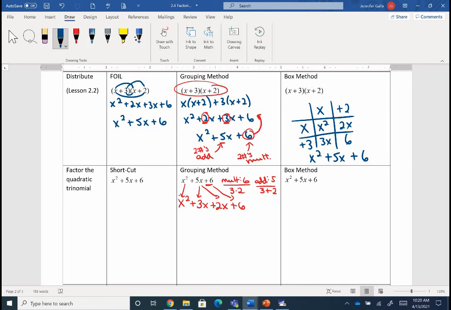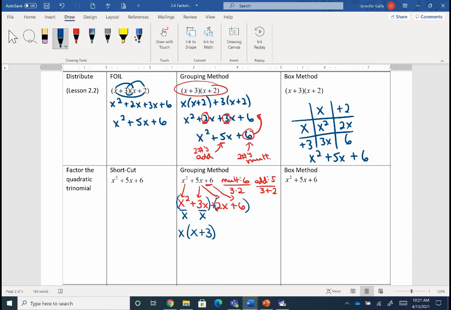So we're going to group the first two. We're going to group the last two. And this is also a nice refresher on grouping. What's the greatest common factor of that first set of parentheses? X. Okay. So I'm going to take that x out, and we're going to have left just an x and just a 3.